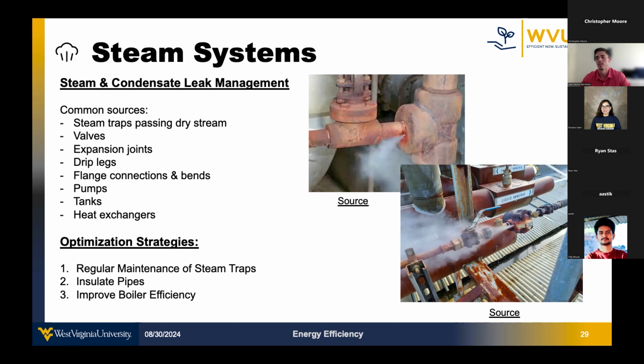Some optimization strategies, again: managing the leaks and the condensate, maintaining regular maintenance of the steam traps, and insulating the pipes, which reduces heat loss, which in turn reduces fuel consumption. As well as improving the boiler efficiency. Like we discussed, upgrading to a high efficiency boiler or optimizing existing ones can make a significant impact on energy use.